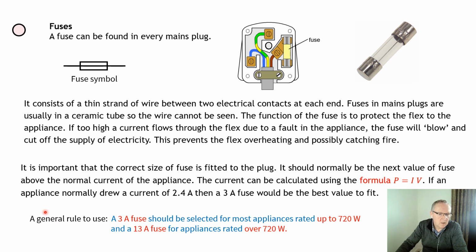And the last thing is that there is a general rule, this is in the learning outcomes, that if your appliance that is connected up to the mains electricity has a power rating of less than 720 watts, then you use a 3 amp fuse. If the appliance is more than 720 watts, then you use a 13 amp fuse. There are other values of fuses available, but generally at National 5 they really just talk about 3 amps and 13 amps. Okay, so that's this one, reasonably short one, hopefully.